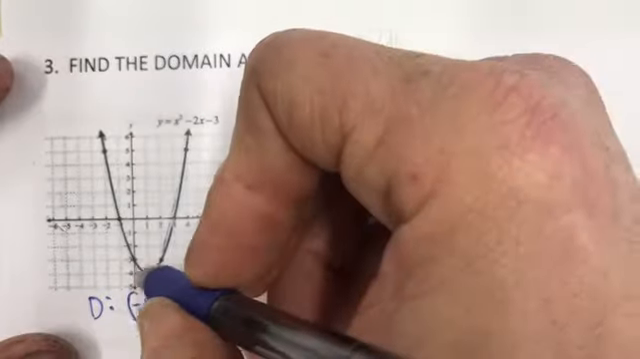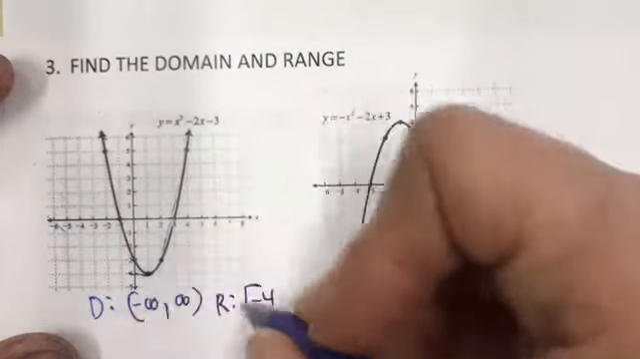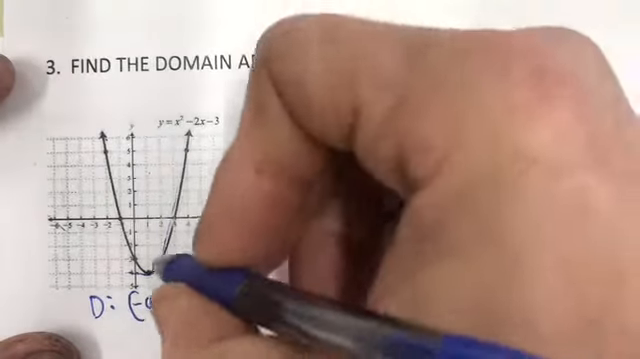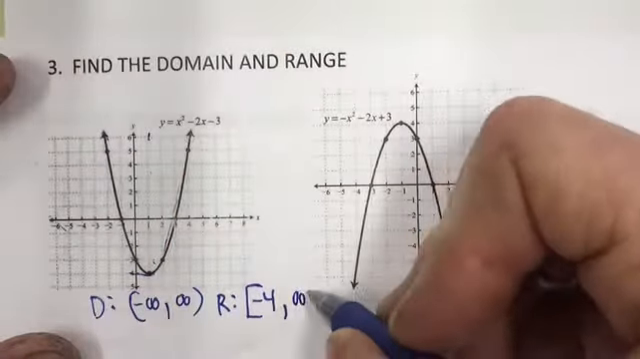Now my range is up and down. The furthest down it goes is right here at -4. And it does include it. We consider that including -4, so I put a bracket. The furthest up it goes, well, it goes up forever to +infinity. So there's my domain and range.